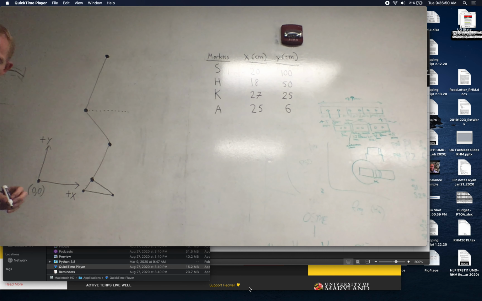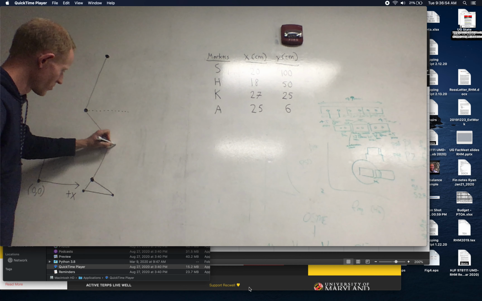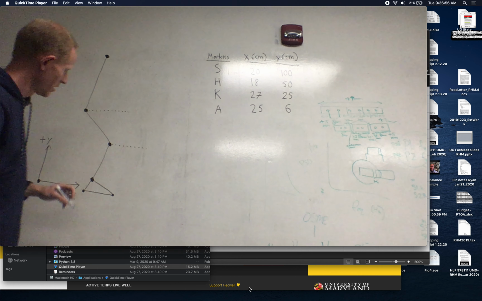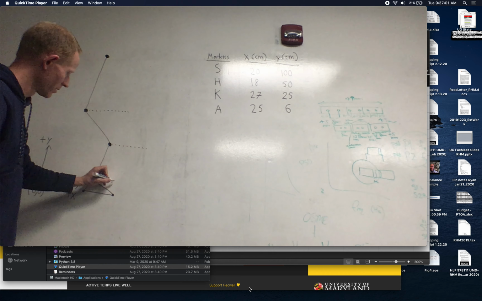And then I repeat that for my other 2 segments. For the thigh, I go to the lower joint, draw that axis out to the right. For the shank, go to my lower joint, draw that axis out to the right.